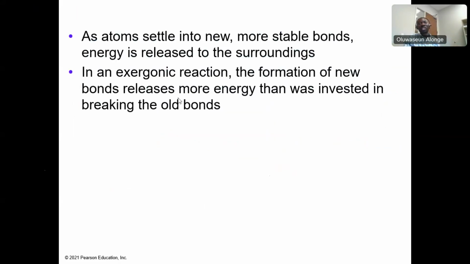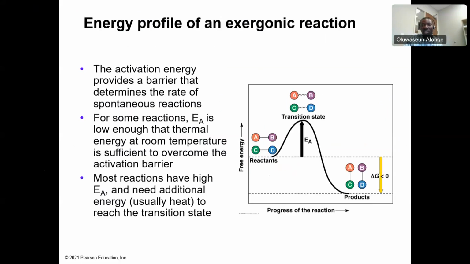Now, as atoms settle into new, more stable bonds, energy is released into the environment. In an exergonic reaction, the formation of new bonds will release more energy than what was invested in the environment. That is what we call an exergonic reaction. If it were endergonic, more energy would be invested than what will be released. All right, so an exergonic reaction will release more energy into the environment.